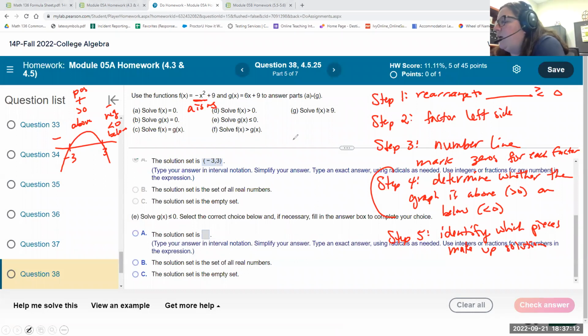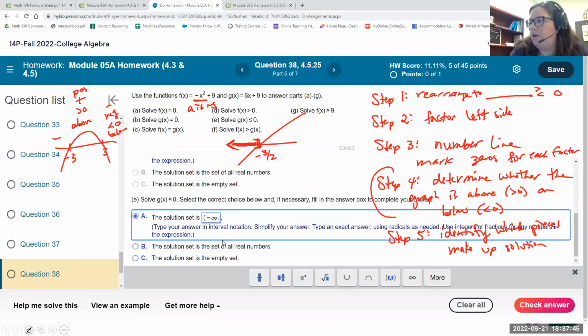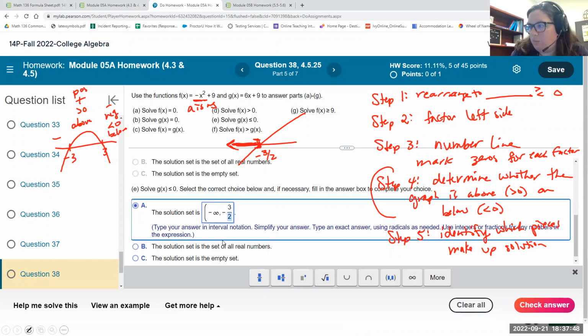All right, g of x is less than 0. For g of x, we have that one intercept where it crosses. G of x is a line, a diagonal line, crossing the x-axis at -3 halves. It has a positive slope, so I know it's going up. That's all I need to know to say where it's less than or equal to 0 is on this part, including at that intercept. So going from -infinity up to -3 halves, with a square bracket because it said less than or equal to.